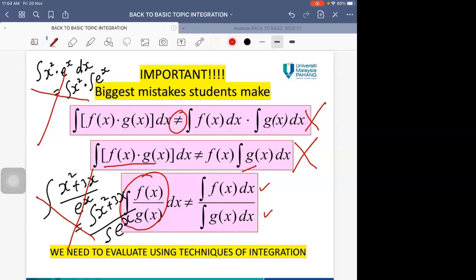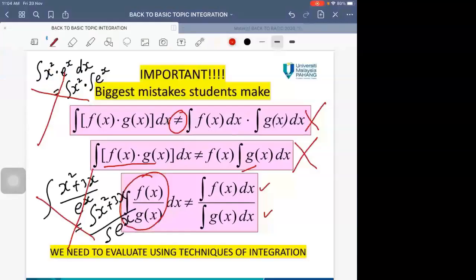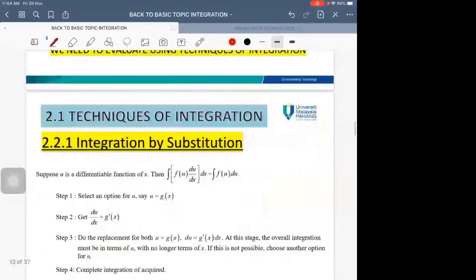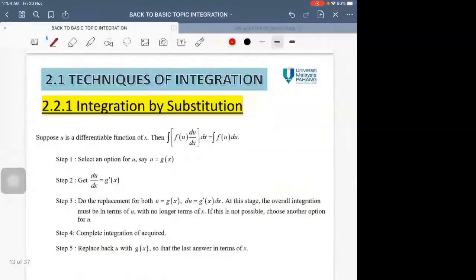So similar with integration, when we have two functions like this, we also have a technique of integration. We need to evaluate using techniques of integration. So let's start with the first technique of integration, integration by substitution. Okay, look here. There is a step-by-step way on how to implement the technique of integration.